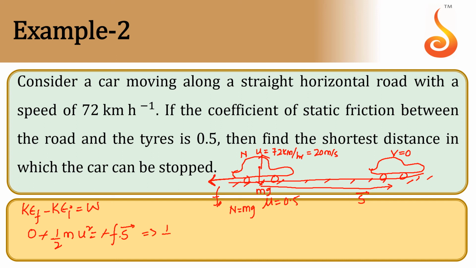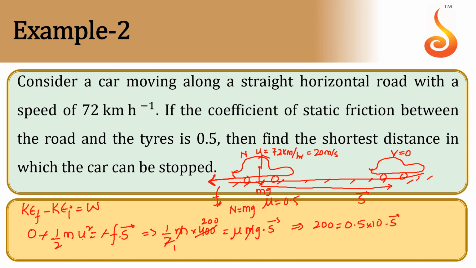So half m, u is 20 meter per second, so 20 square will be 400, is equal to friction, which is mu into N. So N is nothing but mg, into displacement. The m gets cancelled. Two ones are 2, so 200 is what we get here. So 200 is equal to mu, which is 0.5, and g is 10, into displacement.